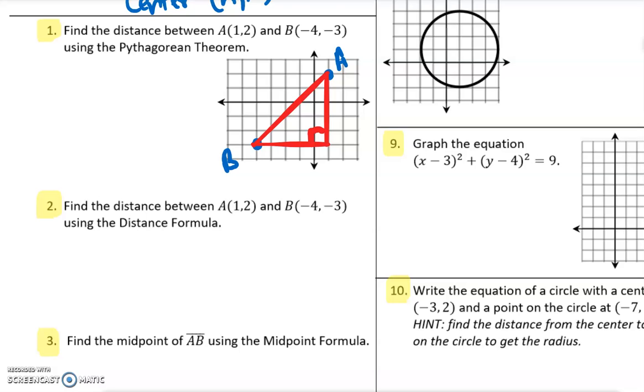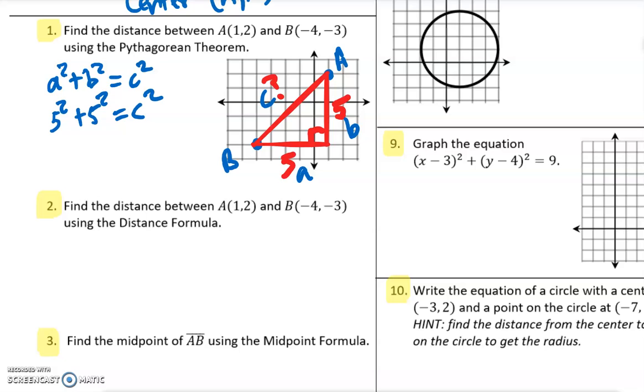This side of the triangle, as you can see, is 5 units. This side of the triangle, as you can see, is also 5 units. So we need to find the missing third side because that is the question, the distance between A and B. So we're going to use the Pythagorean theorem in order to do that. We're going to say that a squared plus b squared equals c squared. a and b are always the legs. c is always the hypotenuse. So we're going to say that 5 squared plus 5 squared is equal to c squared.